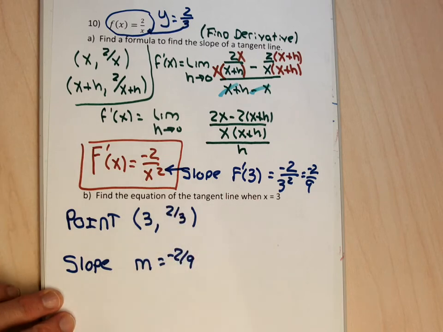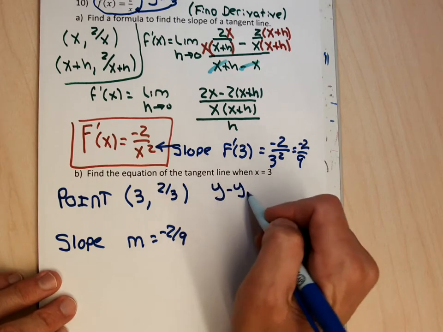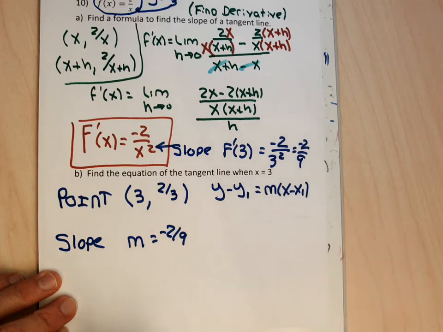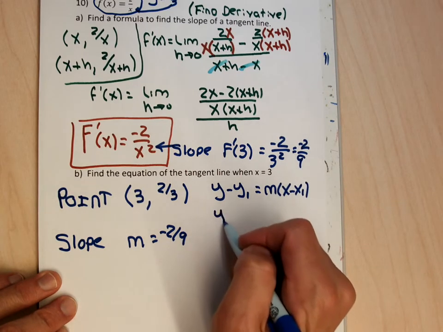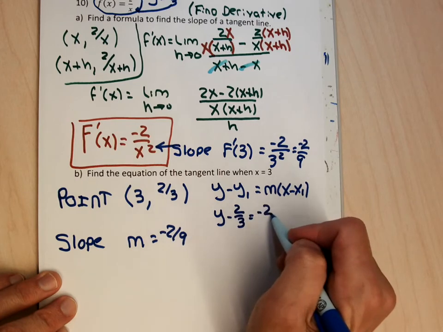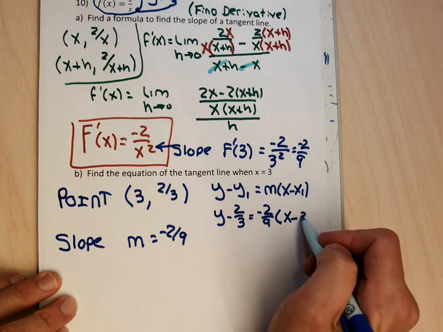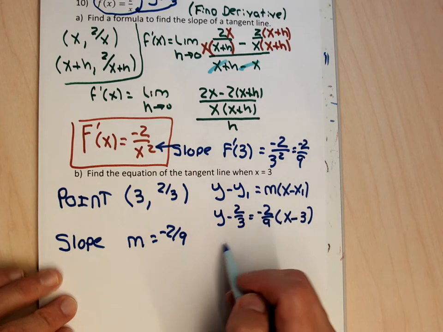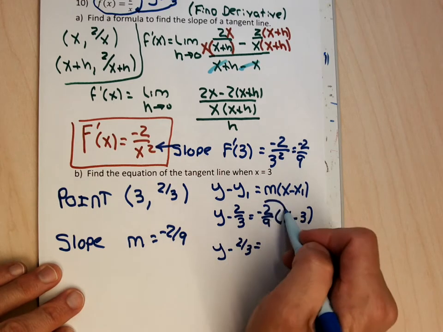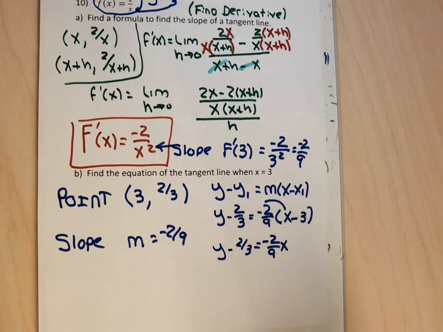Now that I have both a point and a slope, I can use the formula y minus y1 equals m times x minus x1 to get the equation that I'm looking for. So I'm going to go y minus 2/3 equals negative 2/9 times x minus 3. Yuck. This gives me y minus 2/3 equals minus 2/9 times x, which is minus 2/9 x. And then minus 2/9 times minus 3.